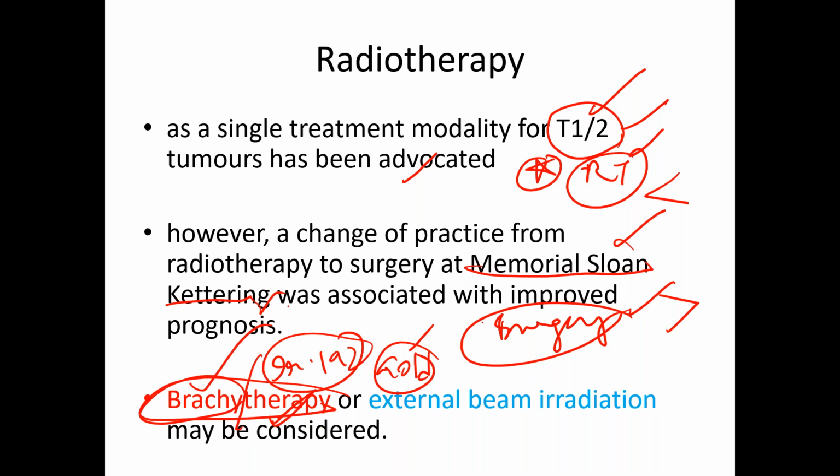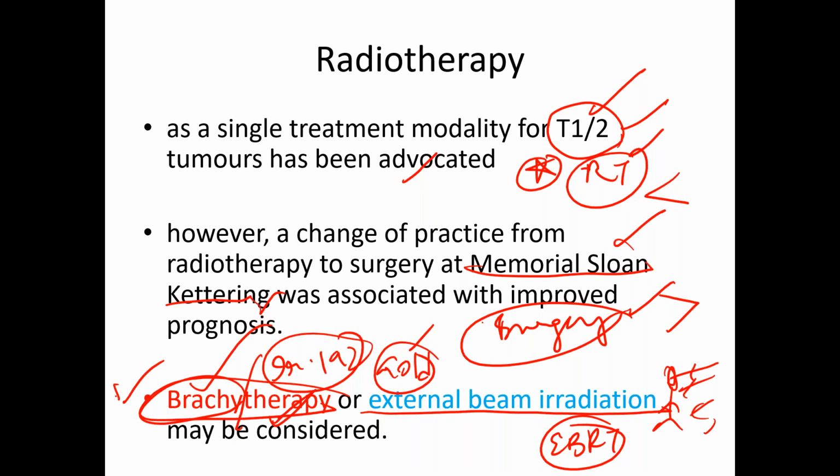You can place an intracavitary brachytherapy or give external beam irradiation. For example, the patient sits here and a beam of radiation comes from outside. That is called EBRT, external beam radiotherapy. So these are brachytherapy, BT, and external beam radiotherapy, the types of radiotherapy that are there.